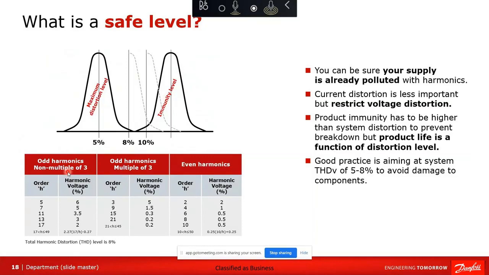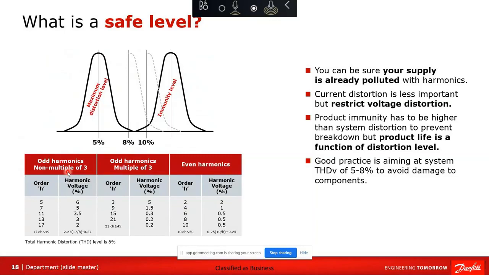I think there's an IEEE guy in the audience, but it's like a self-imposed thing, which you can go as high as you want because your own transformers are inside your utility and you can do whatever you want to do. So in the bullets on the right, you can be assured that there's already harmonics in your system. Unless you are a pure linear load system, there's harmonics there already. Current distortion is less important, but we want to restrict the voltage distortion.